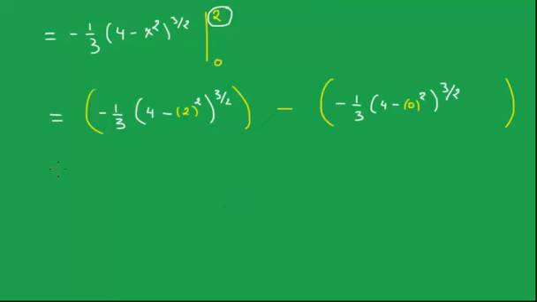So when you compute this, you should get 1/8 at the end of the day. So that's the final answer. Remember, when we have a definite integral, at the end of the day we must have a number, not a function. So we have 1/8.